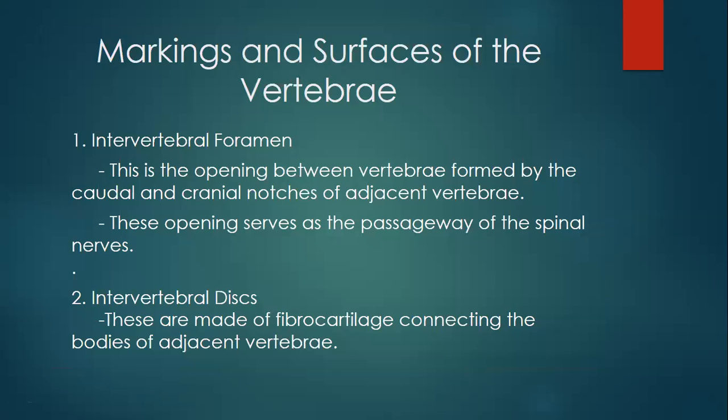So we are now in the markings and surfaces of the vertebrae. We have the intervertebral foramen. This is the opening between vertebrae formed by the caudal and cranial notches of the adjacent vertebrae. These openings serve as a passageway of the spinal nerves. Intervertebral discs. These are made of fibrocartilage connecting the bodies of adjacent vertebrae.